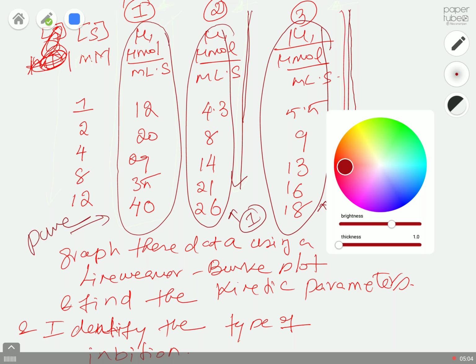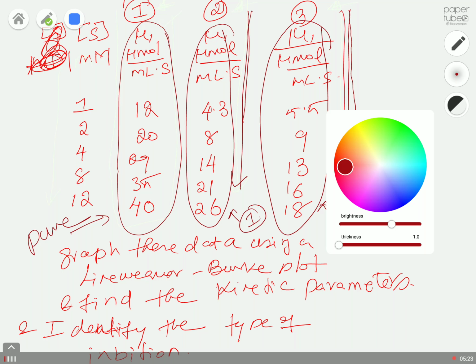What I asked you is to use the Lineweaver plot and find the kinetic parameters, and also try to identify the type of inhibition. So what type of inhibitors are you dealing with at the moment based on this kinetic data? You can get this data from the experiment, and it's your job to identify what type of inhibitors you are dealing with.